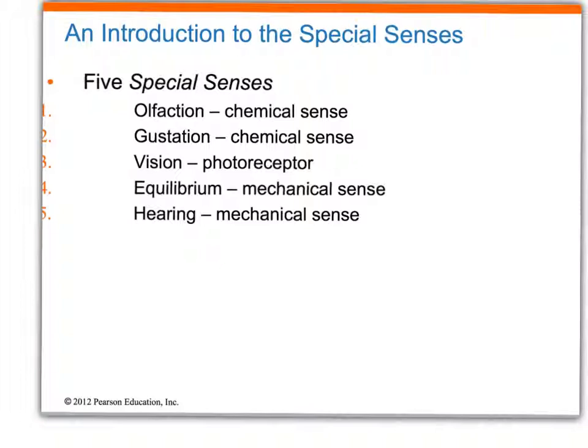So of our 5 special senses, olfaction is a chemical sense. You are sampling chemicals in the environment that you inhale through your nose. Gustation is also a chemical sense. You're sampling chemicals in the food that you eat. Vision is a light sense. You're actually sensing through photoreceptors. You're sensing photons of light that hit your retina. Equilibrium and hearing are both in the ear, and they are mechanical senses. That is, you're actually pushing in some way on the receptors, either from sound waves or from rotation of the head.